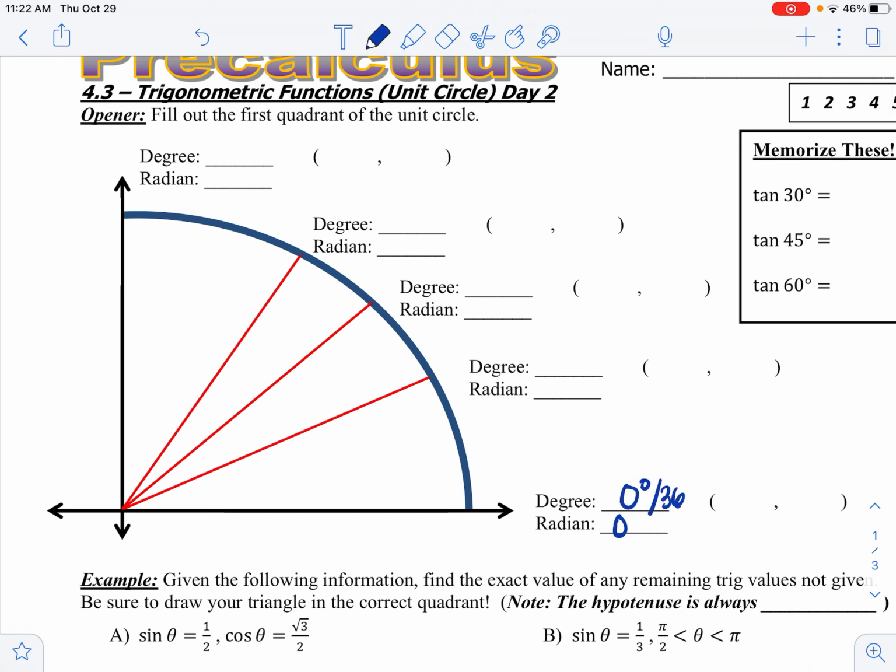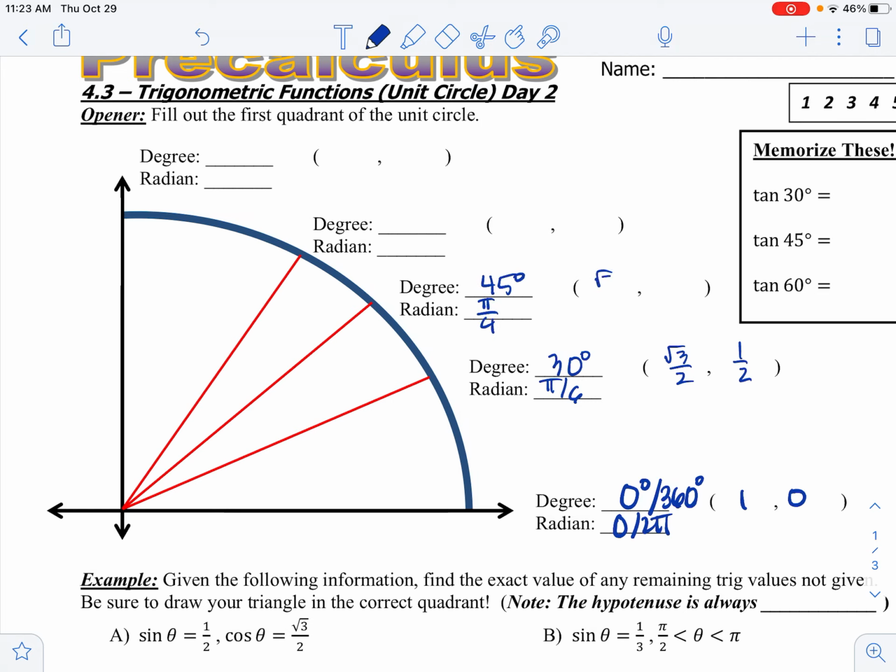This is 0 degrees, 0 radians. And you could also have this as 360 degrees, 2 pi radians. This is over 1, up 0. This is 30 degrees, which is pi over 6 radians. And that's the ordered pair, root 3 over 2, 1/2.